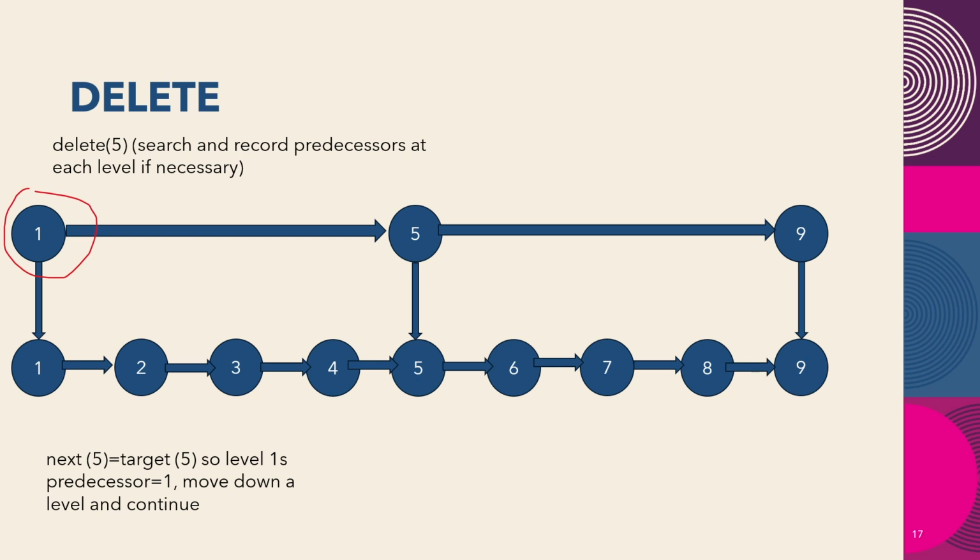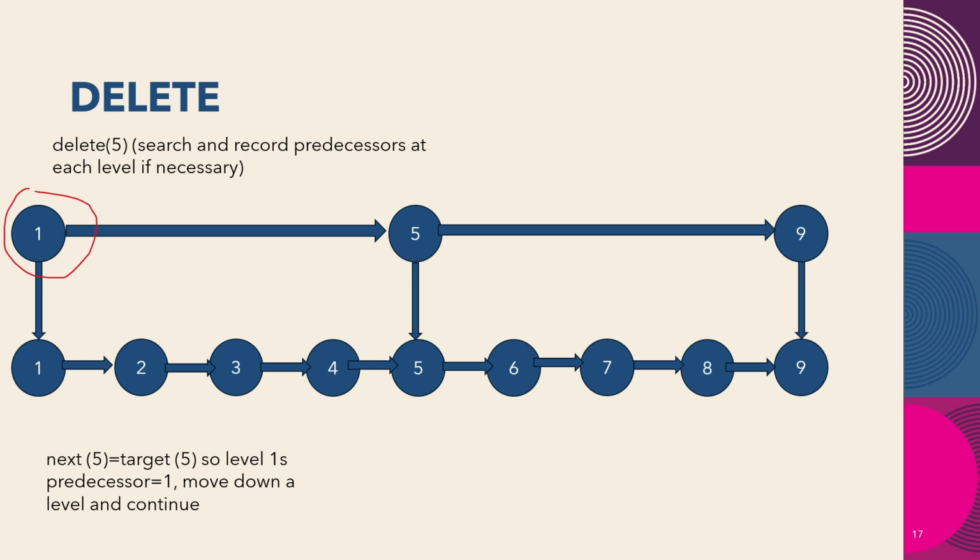Okay, now for our last example operation, we're going to be showing the delete operation. We have our sample skip list here, and we're going to be trying to delete 5. So for the delete operation, the procedure is just going to be just like the search operation was. We're going to search through it, and if necessary, we're going to record the predecessors like we did in insert, and then we're going to do the deletion.